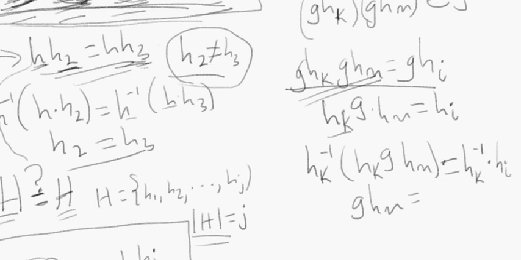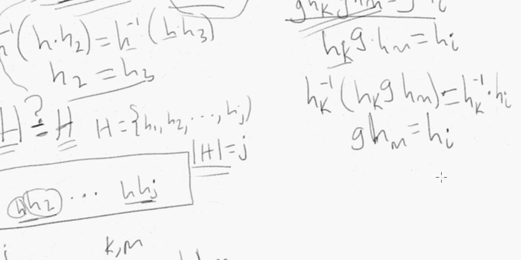It's H subscript, so let's not let the handwriting confuse us here. So we end up with G times H sub M equals H sub I, right there. Okay. Now notice, H sub M is also an element of the group. So what do we do?